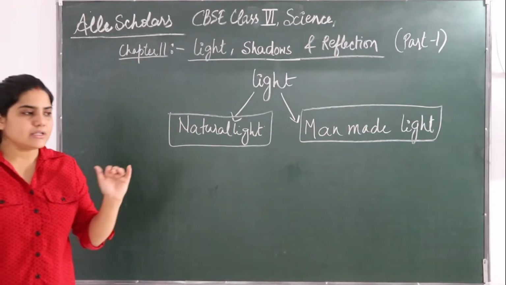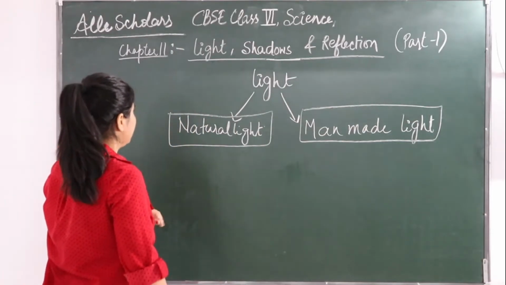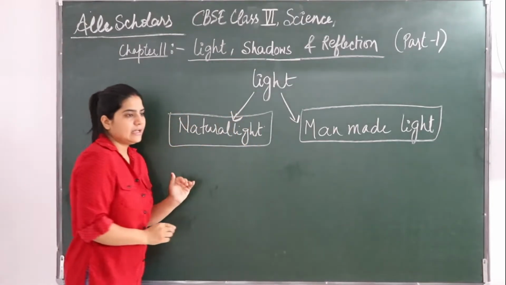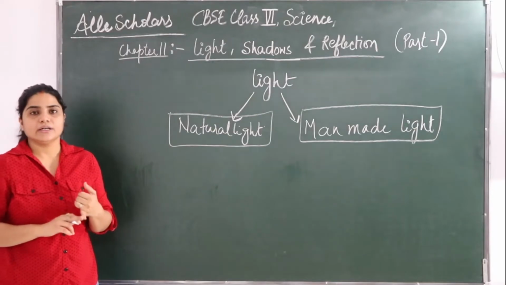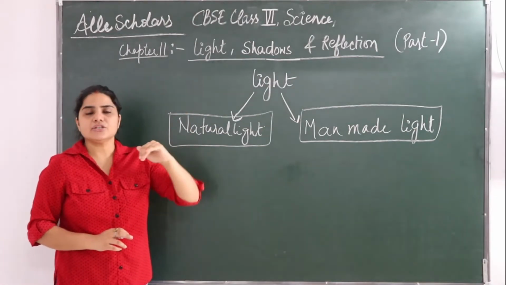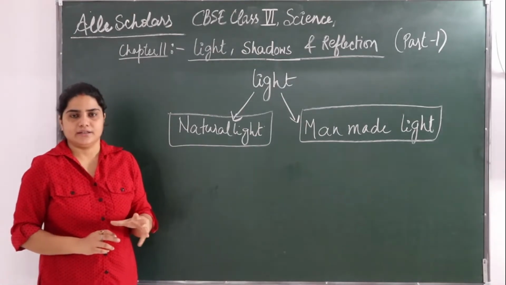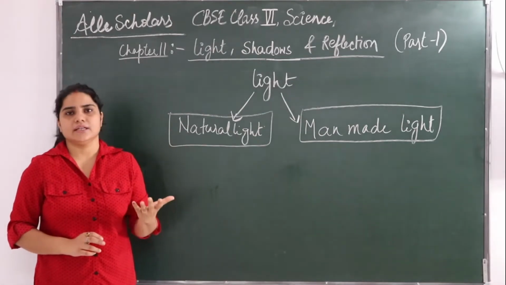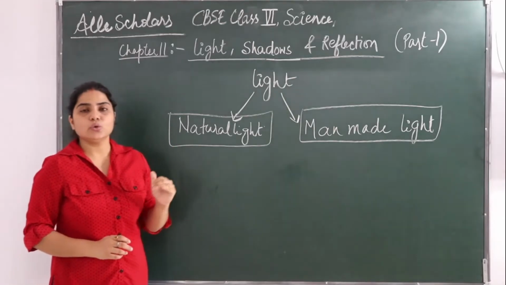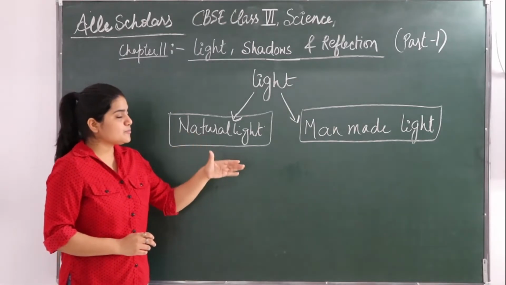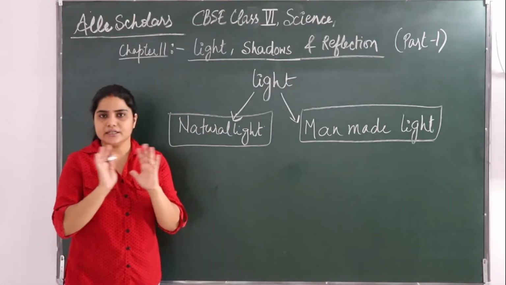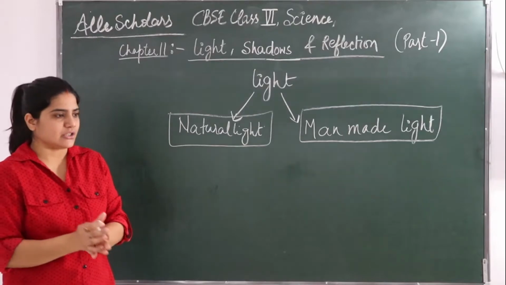So now the question is, what is natural light? Natural light is the light which occurs in nature and is called natural light. Okay? But man-made light is a source of light which has been made by man, which has been created by man. It does not occur in nature.